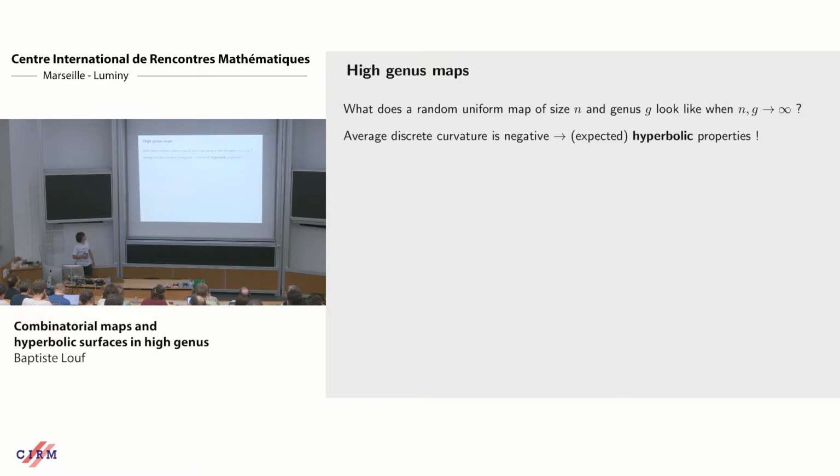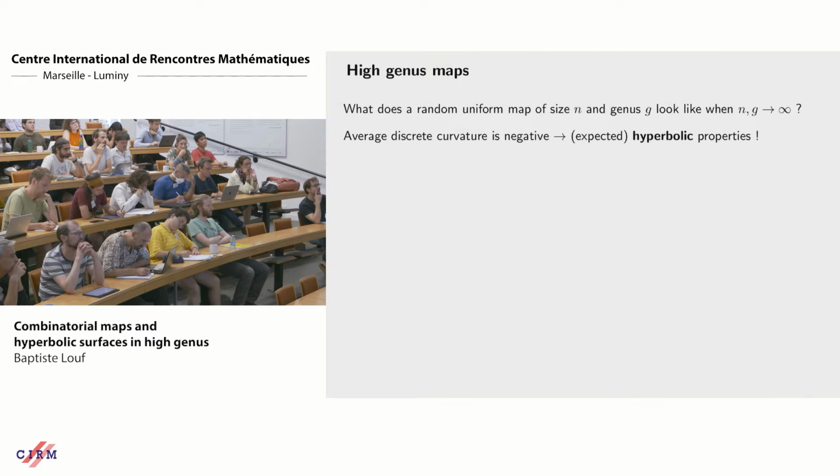And again, Guillaume has said everything that's on these slides, but there's a certain notion of average discrete curvature, and you can calculate it, and it's negative, so you can expect some sort of hyperbolic behavior. And in fact, this is the case, and we already have a few results about this.